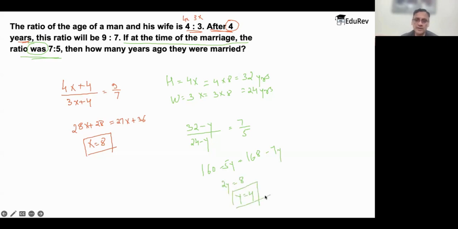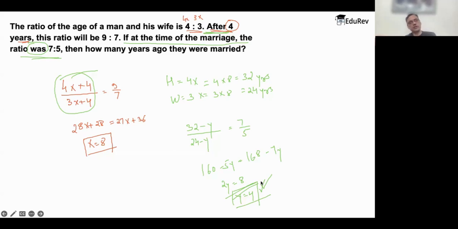What was Y? Y was the number of years back when they got married. So they got married 4 years back. Answer is 4. So one part of the question was future, forward, 4 years later, after 4 years, and one part was back, 4 years back. So the answer is 4. I hope we are clear with this. This is one of the applications of ratio.